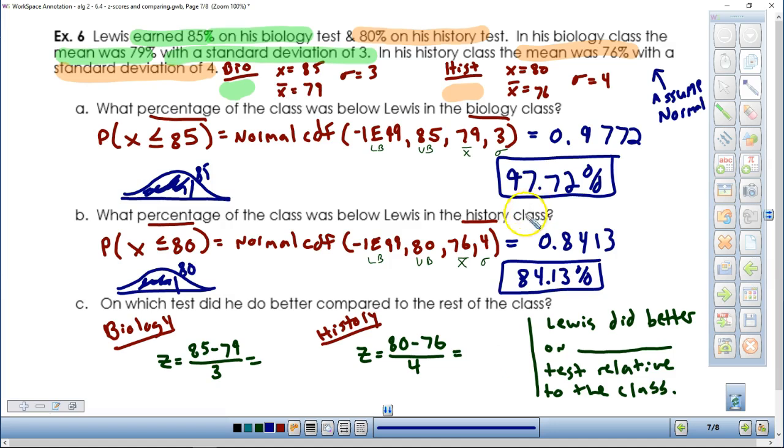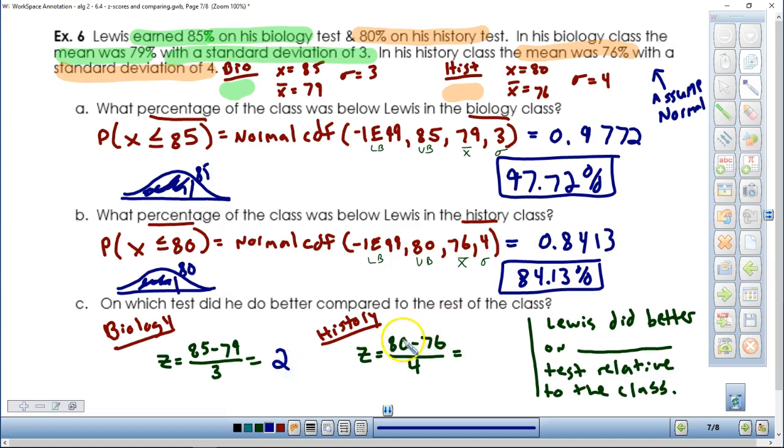Now we can see from this that relative to the class, he did better in biology, because he did better than more students, or a higher percentage of students in the biology class. But when question C says, on which test did he do better compared to the rest of his class, the justification that we usually give here, even though we already know the answer, is to find the z-score. So his z-score for biology is going to be his score of 85 minus the mean of 79 divided by the standard deviation, and we get a z-score of 2.